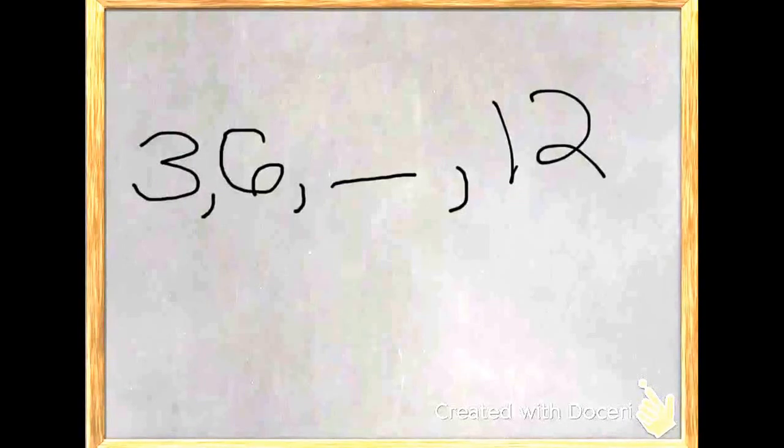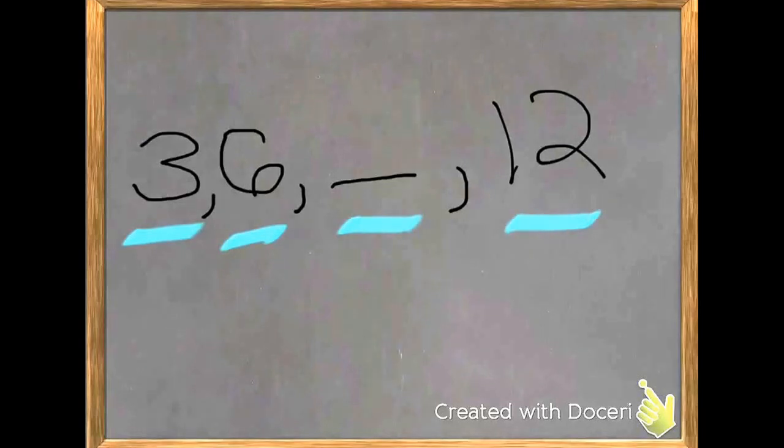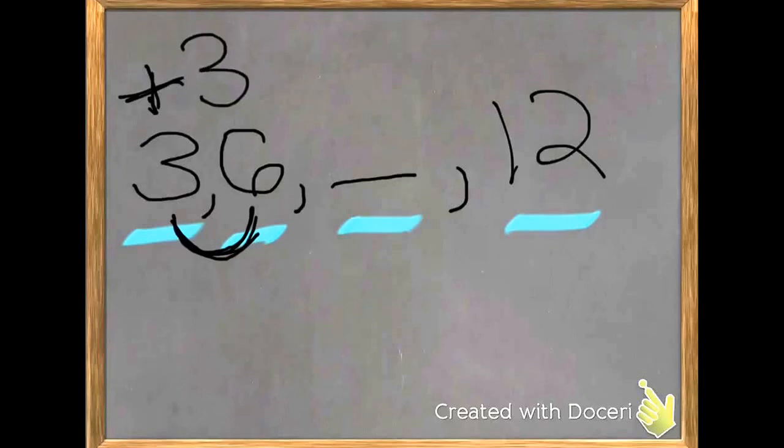Remember, whenever you are using a table to find a pattern, it's just like when you find a pattern in numbers. 3, 6, blank, 12. Well, you have to ask yourself, are we increasing or decreasing? We're increasing. That means the numbers are getting bigger. Then we want to know by how much. So we look and we see the difference between 6 and 3, and the answer is 3. We're adding 3 each time. So 6 plus 3 would be 9.